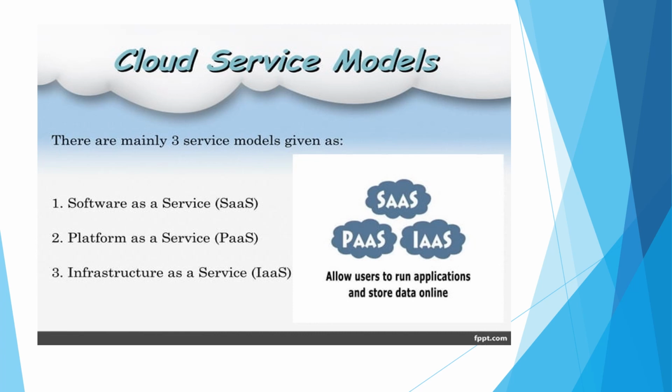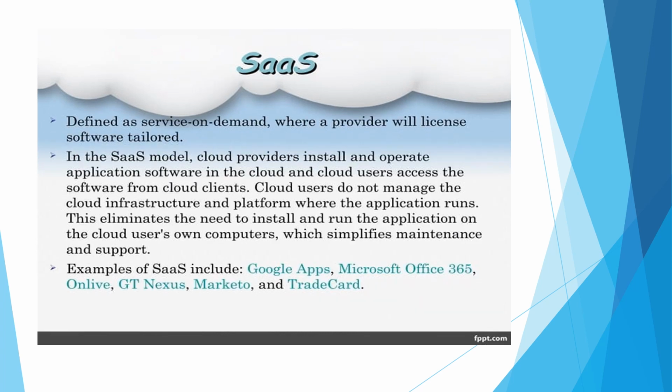Okay, then cloud computing services: software as a service, platform as a service, then infrastructure as a service. So first of all, software as a service. Software as a service is defined as an on-demand service provider that can be accessed as software as a service.